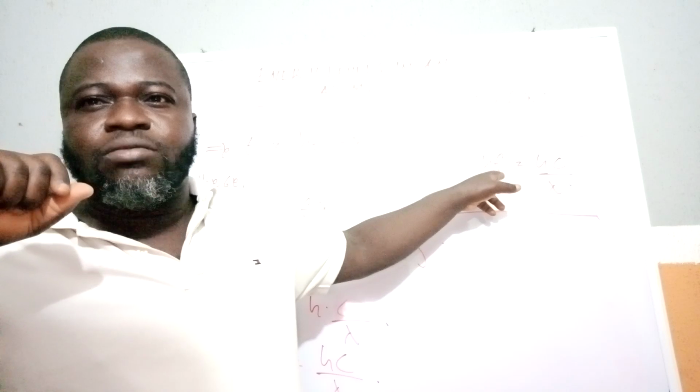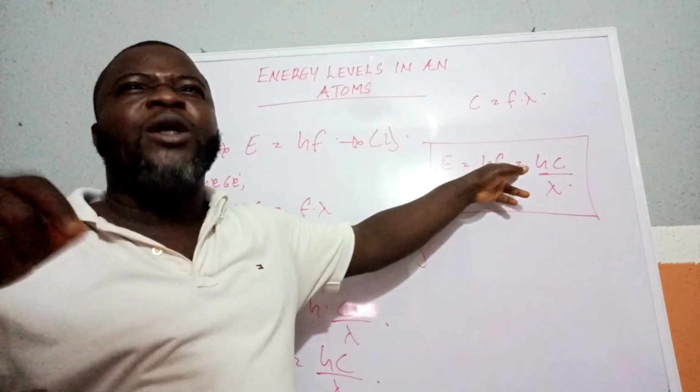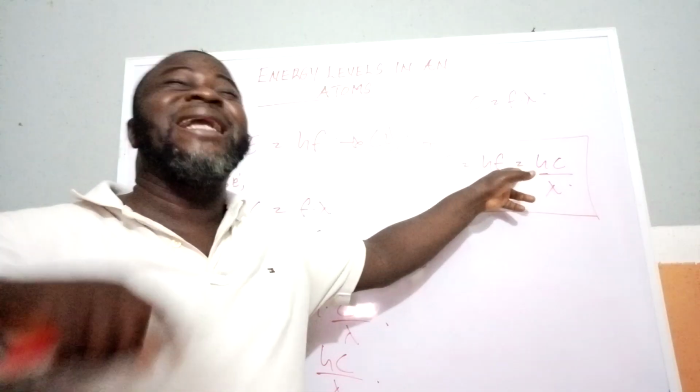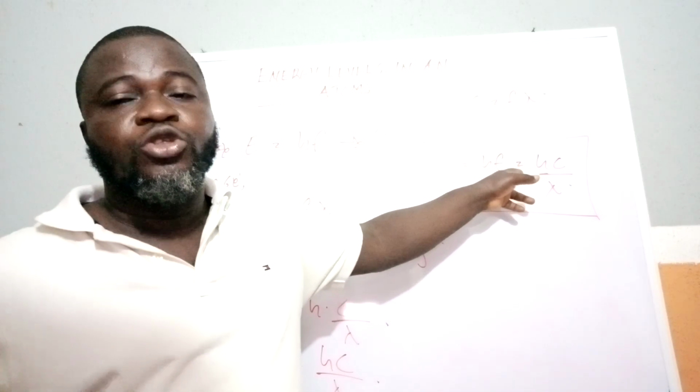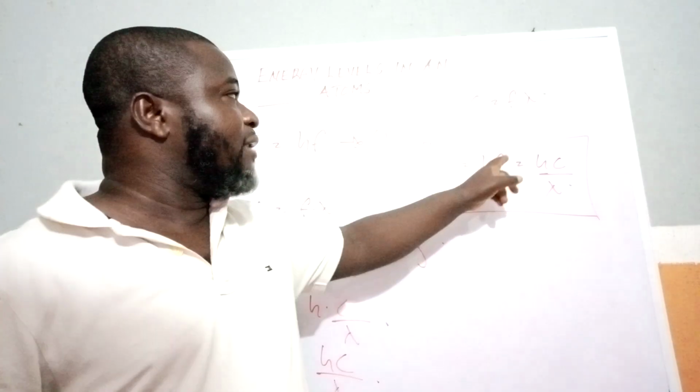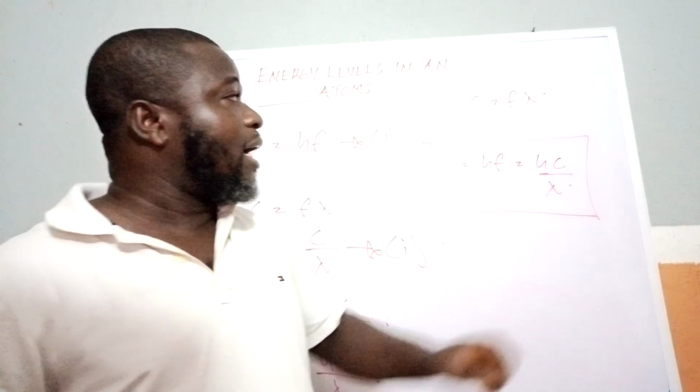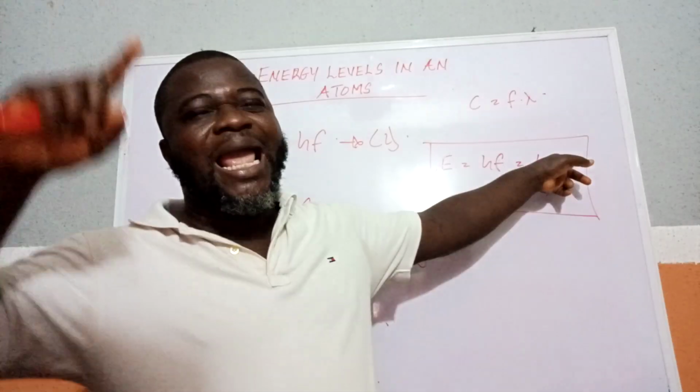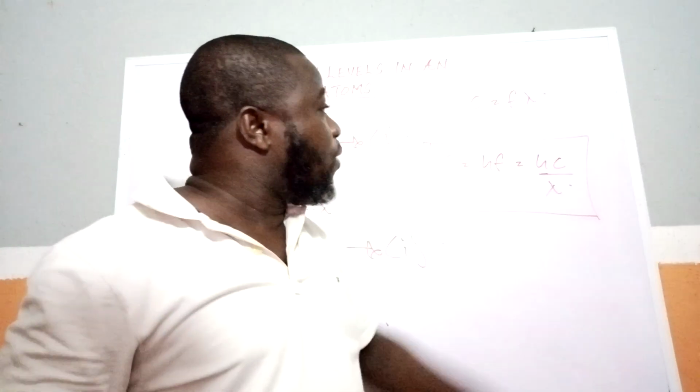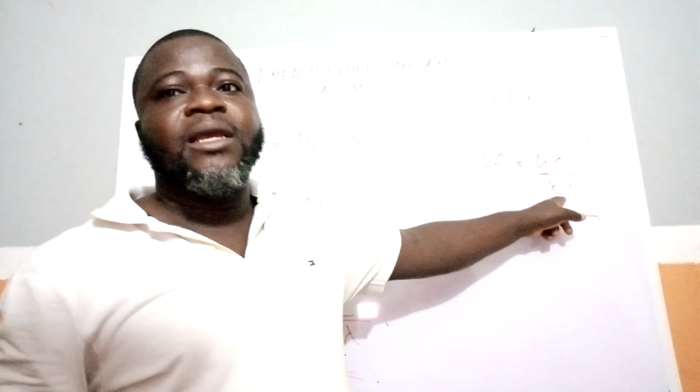You can put the value in brackets, but in any exam you write, they will give it to you. The value is 6.626 multiplied by 10 raised to the power minus 34 joule seconds. Then f is the frequency. c is the velocity of light, which is 3.0 multiplied by 10 raised to the power 8 meters per second. Then lambda is the wavelength.